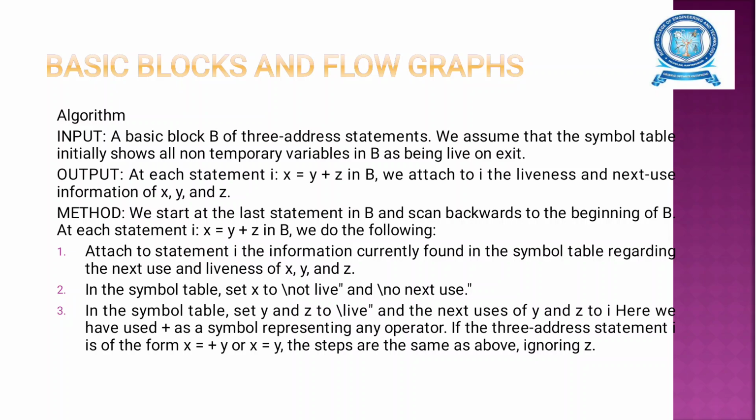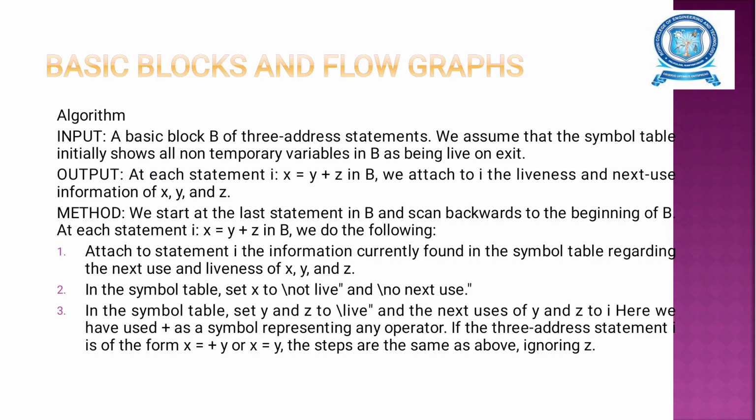That means we consider the i-th instruction x = y + z in the basic block B. Here is how to maintain the liveness and next use information. First, we start at the last statement in B and scan backwards to the beginning of B. At each statement i: x = y + z in B, we do the following: attach to the statement the information currently found in the symbol table regarding the next use and liveness of x, y, and z.